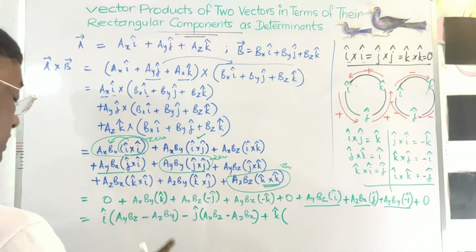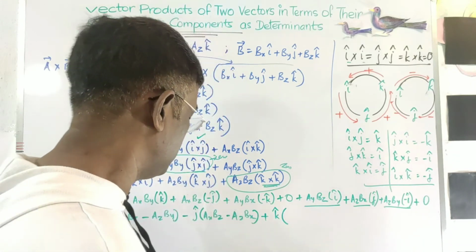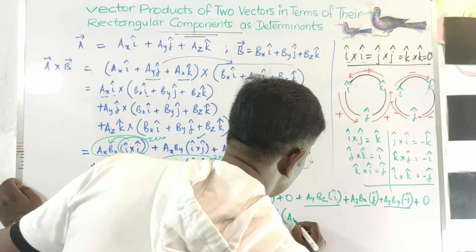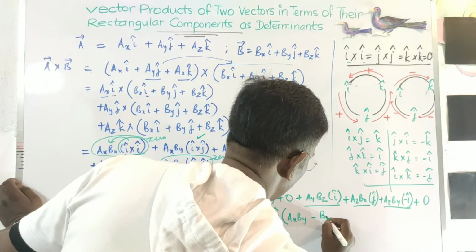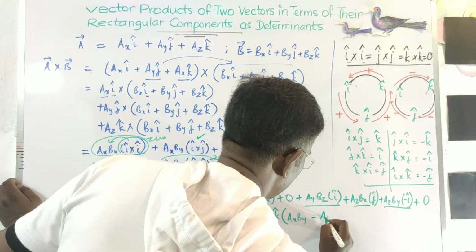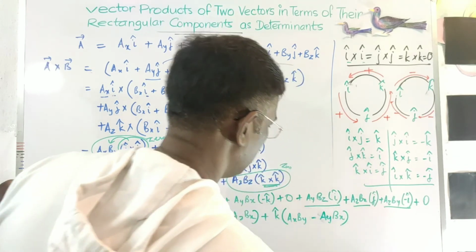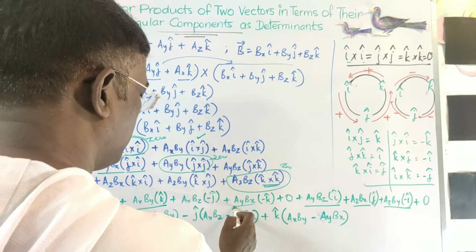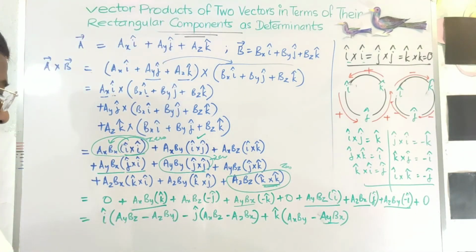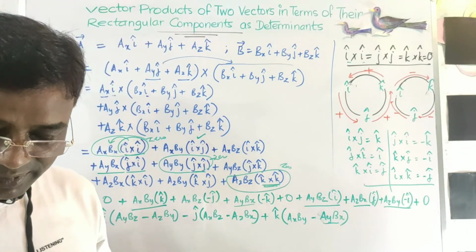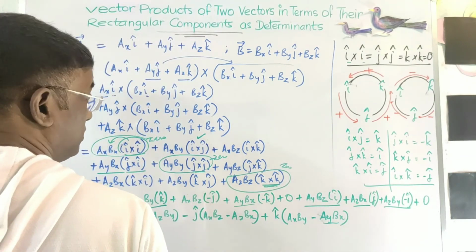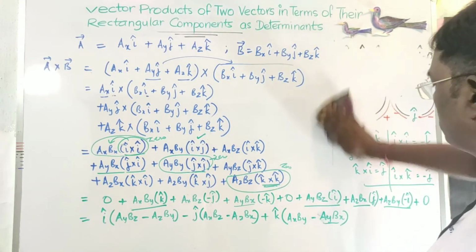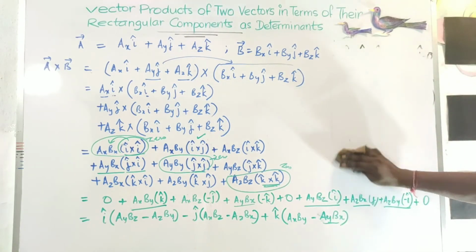Why am I taking minus? Because in determinant form I have to take it with a negative sign. Plus k, yes, ax by minus ay bx, this term. Here minus k, look here, ay bx, this term. We have almost reached the determinant form, but I need space on the board. For that I have to rub these circles here and make some space.